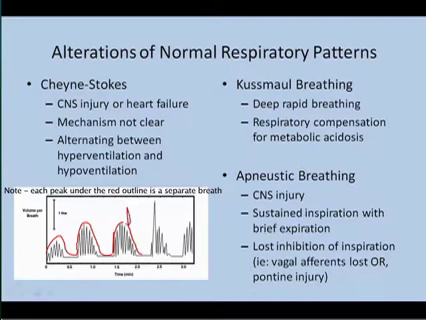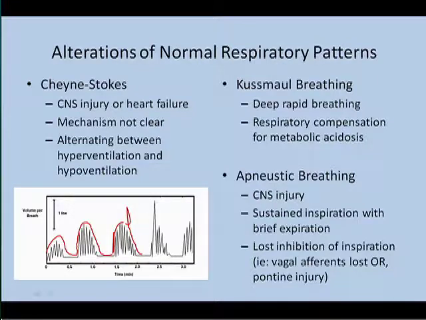Kussmaul breathing is characterized by deep, rapid breaths. In other words, the patient exhibits a very high minute ventilation. This is an appropriate response to a metabolic acidosis. As you will recall from earlier slides, the central and peripheral chemoreceptors are responsive to low pH. When the pH drops, minute ventilation goes up. So when you encounter a patient with diabetic ketoacidosis, remember this during your endocrinology lectures and on your medicine rotations, these patients may well be hyperventilating.